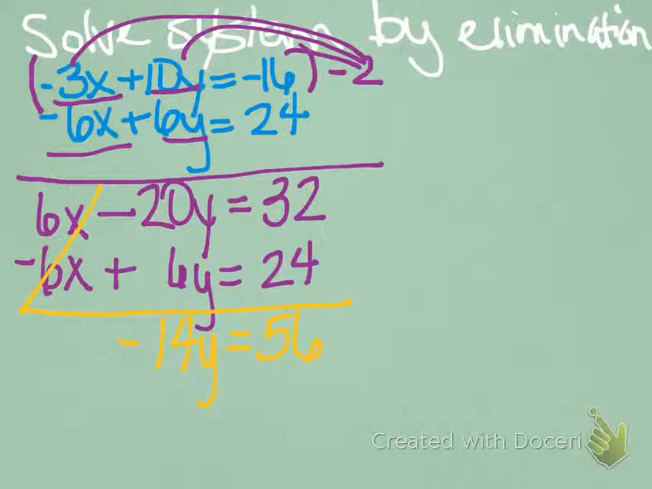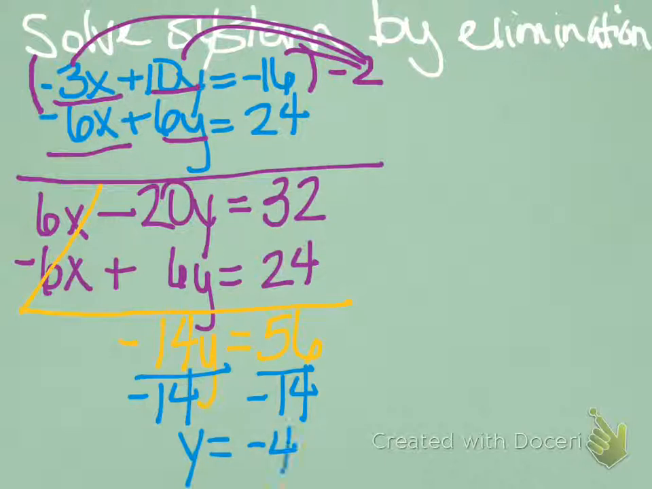Now, if we get to this point, we should have eliminated one variable, so that means we're only left with one variable. If we still have x's and y's at this step, we have done something wrong. We need to go back and fix it. But we did it all right. We're all good. So there's nothing here to fix. We can move on. So now for solving for y, we need to divide by a negative 14 on both sides. And we will find that y equals a negative 4. So we have our y.